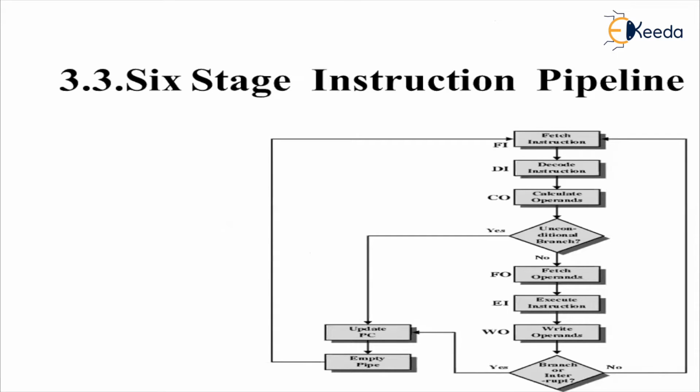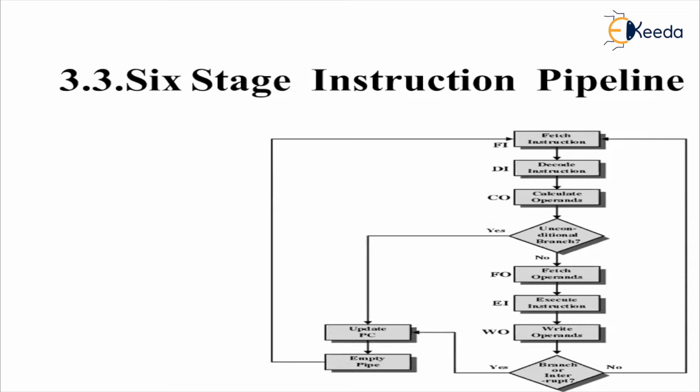Now, let us understand the six stages we have discussed. You fetch the instruction, then you decode the instruction in this flow diagram. After decoding it, you calculate the operand. You calculate the operand because you will find whether it is in the proper format or not. If it is an unconditional branch, then you go with the flow of yes, and you will update the program counter and empty the pipeline, and again it will go to fetching of the instruction.